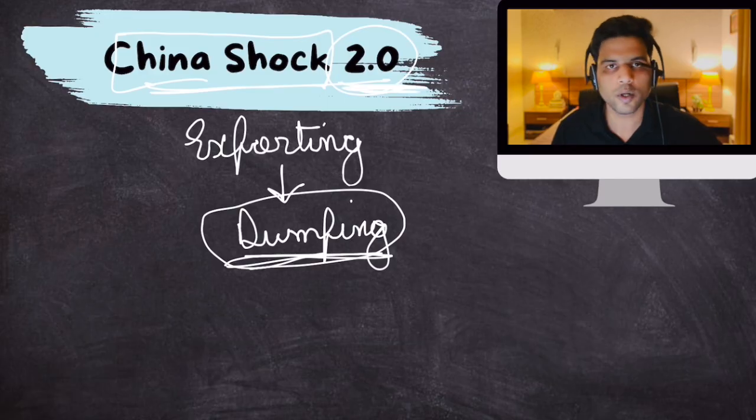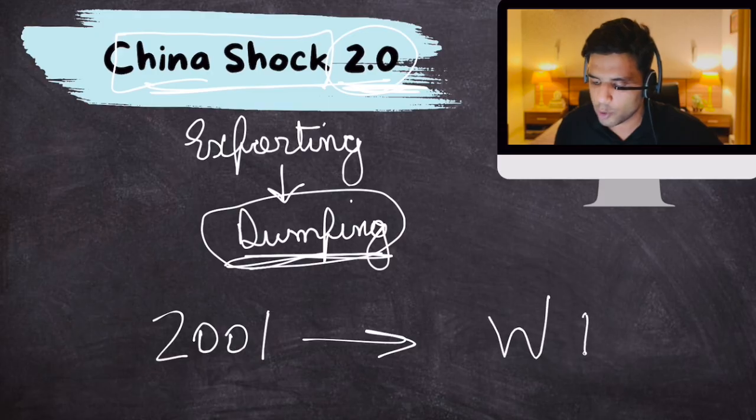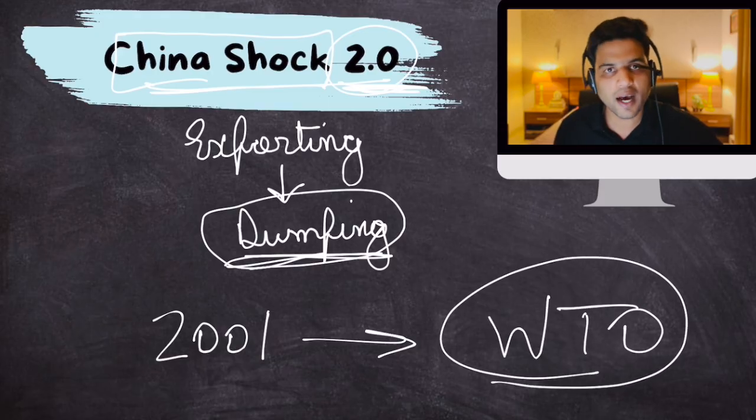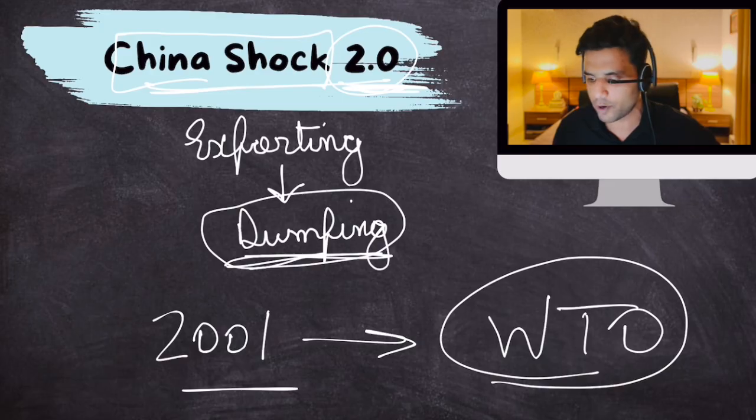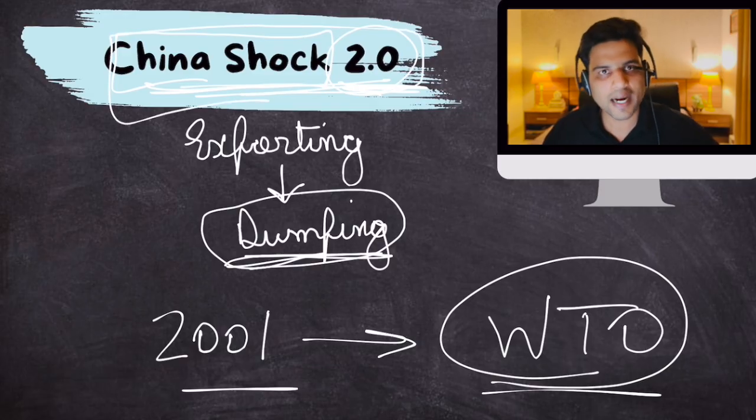And why is it called China Shock 2.0? Because there was China Shock 1.0 in 2001. This was the year when China joined the WTO. So many countries allowed Chinese exports. Because of that, China started dumping its goods in different countries in 2001 because it was now a member of the WTO. So that was called China Shock 1.0. And now recently, China again started dumping these goods, and this is called China Shock 2.0. That was the problem.